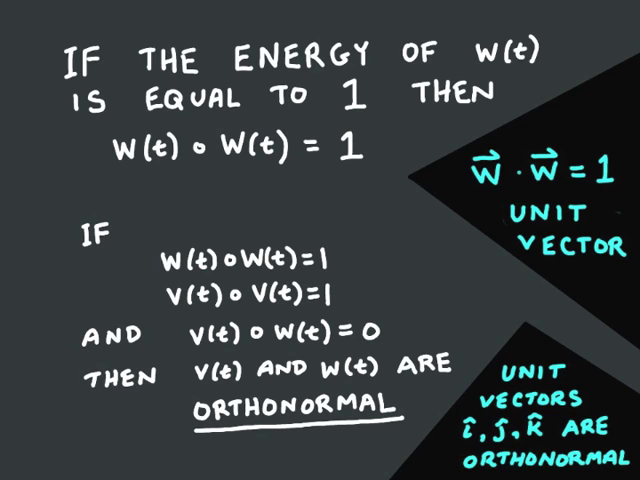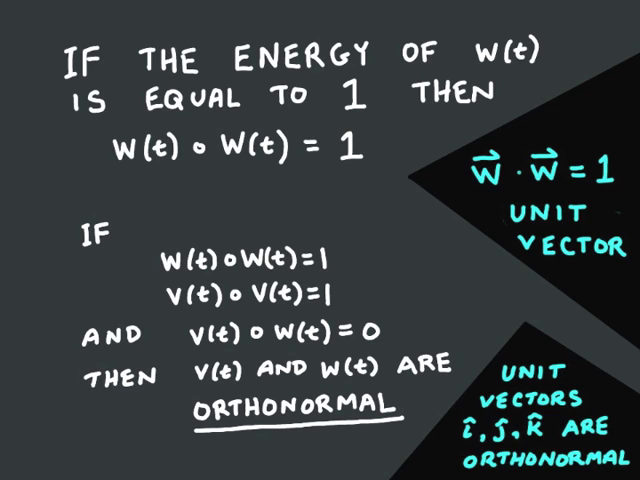Let's now define orthonormal signals. If we have two signals, W and V, and both W and V have unit energy, and V and W are orthogonal, then we say that the signal pair V and W are orthonormal.